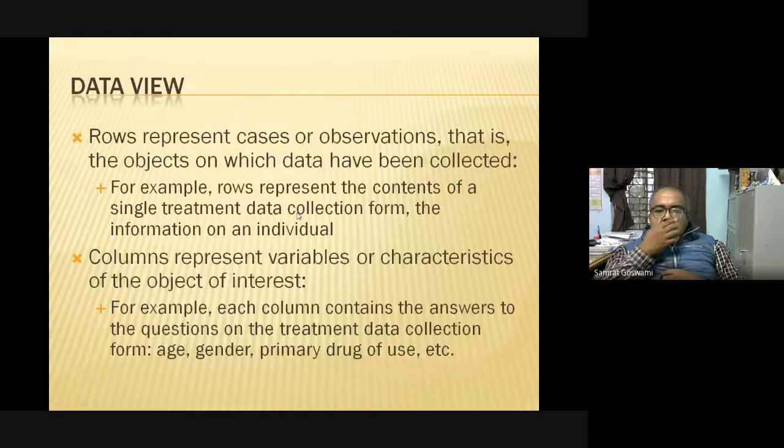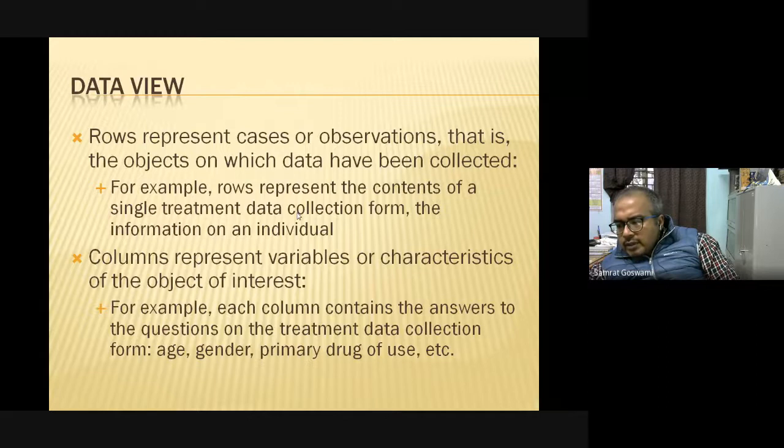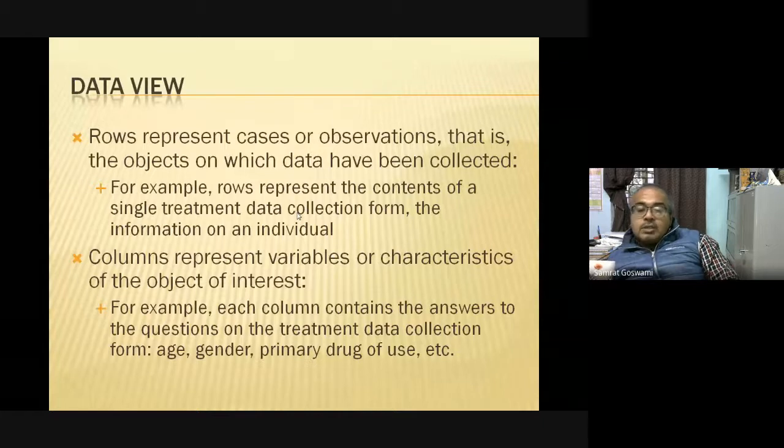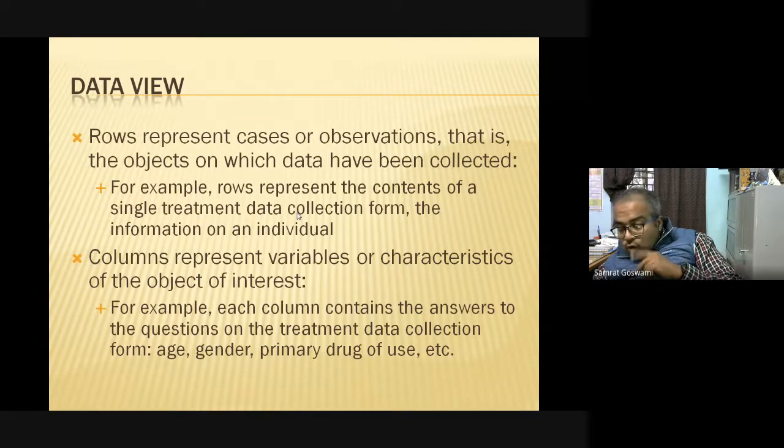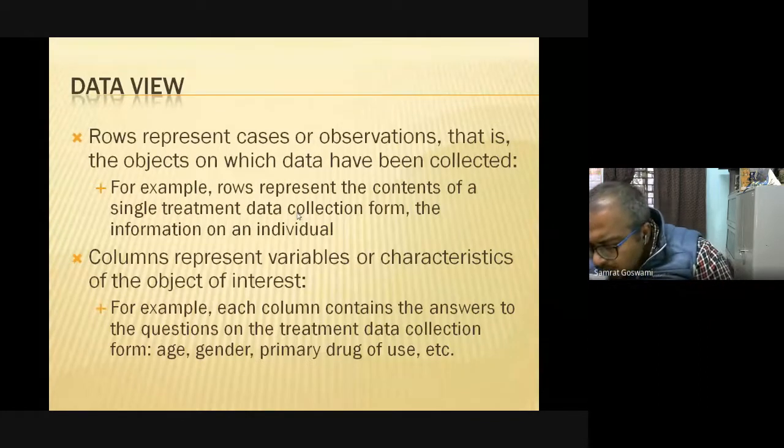Columns represent variables or characteristics of the object of interest. So we are interested in a particular characteristic, a particular variable. That variable will be pointed out in terms of a column heading. And for a particular variable, the responses obtained from different individuals, maybe 100, maybe 150, maybe 200, according to the sample size the researcher has finalized, will be obtained in that particular column against different rows.